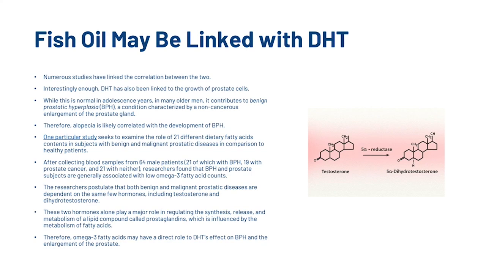Interestingly enough, DHT has also been linked to the growth of prostate cells. While this is normal in adolescence years, in many older men it contributes to benign prostatic hyperplasia or BPH, a condition characterized by a non-cancerous enlargement of the prostate gland. Therefore, alopecia is likely correlated with the development of BPH.